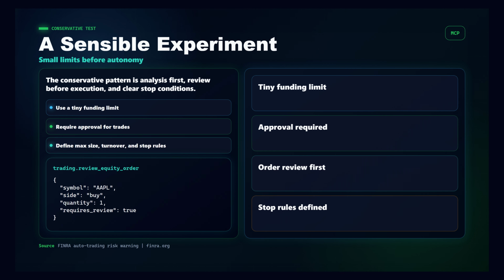If you experiment with this, the conservative pattern is boring. Use a tiny funding limit, keep approval required for trades, ask for analysis before action, require the order review tool before placement, write prompts that define allowed assets, maximum position size, maximum turnover, and when the agent must stop. Then check that notifications and disconnect controls work before trusting any strategy. The goal is not to build a money printer. It is to learn whether the automation behaves predictably under limits.